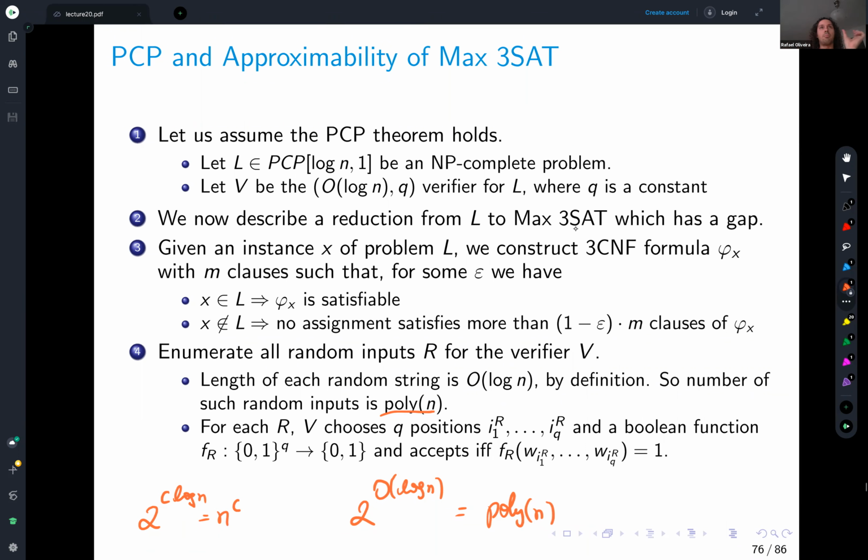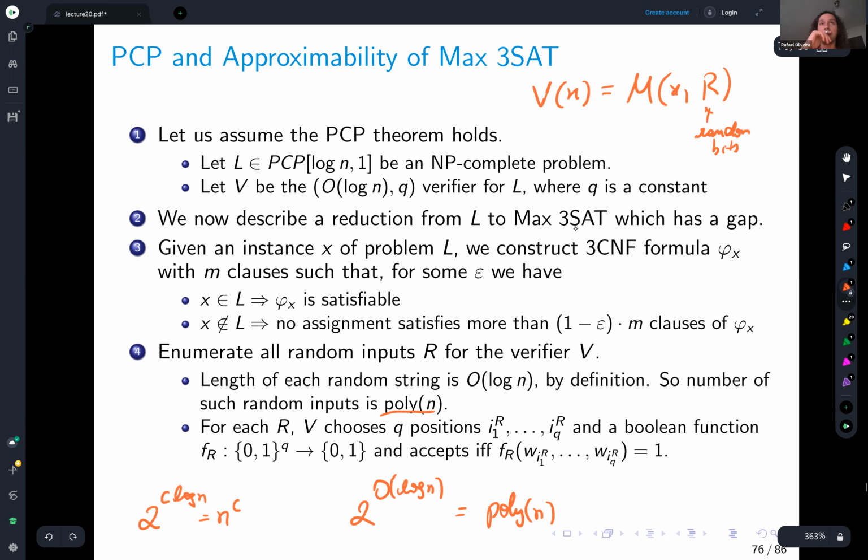Now, once I give those random bits to V, V becomes a deterministic algorithm. Does that make sense? Because I already gave the random bits to V. Remember, what is a randomized algorithm? A randomized algorithm is just the same thing as a deterministic Turing machine over x when I give it random bits. But if I fix the random bits that I give to V, then V is a deterministic algorithm, right?